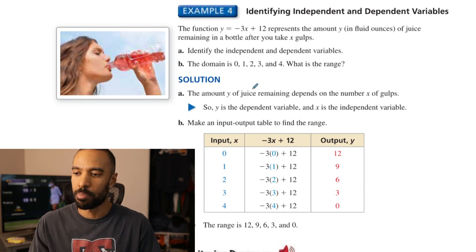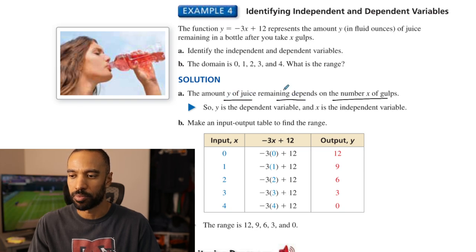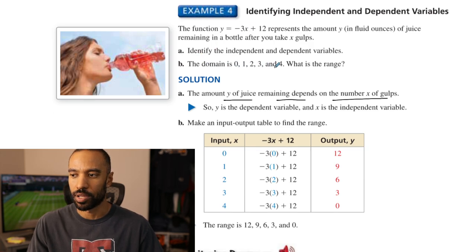So x is the independent variable, the number of gulps, and y depends on that, how much juice remains. So therefore, y is the dependent variable, amount of juice. Y is the dependent, x is the independent. Like I said, that's most often the case, depending on how they write the question. Maybe they change the variables up. Maybe for some reason, x is the dependent. Depends. Part B says the domain is 0, 1, 2, 3, and 4.